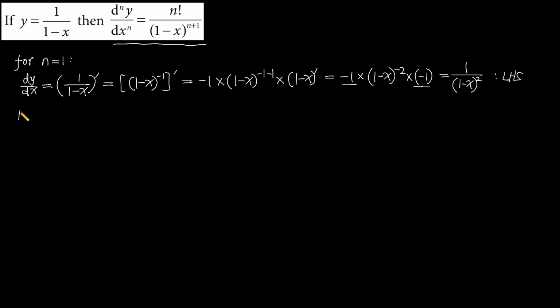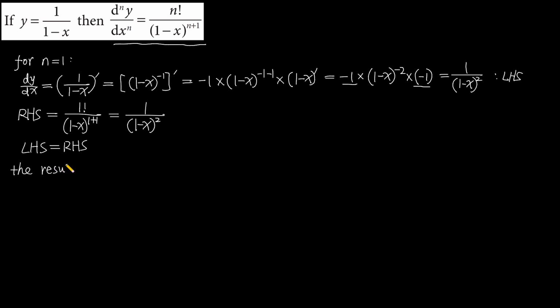Now check the right-hand side. The right-hand side, with n is 1: the top is 1, then the bottom is (1 minus x) to the power of 1 plus 1. This equals 1 over (1 minus x) to the power of 2. So the left-hand side equals the right-hand side. The result is true for n equals 1.